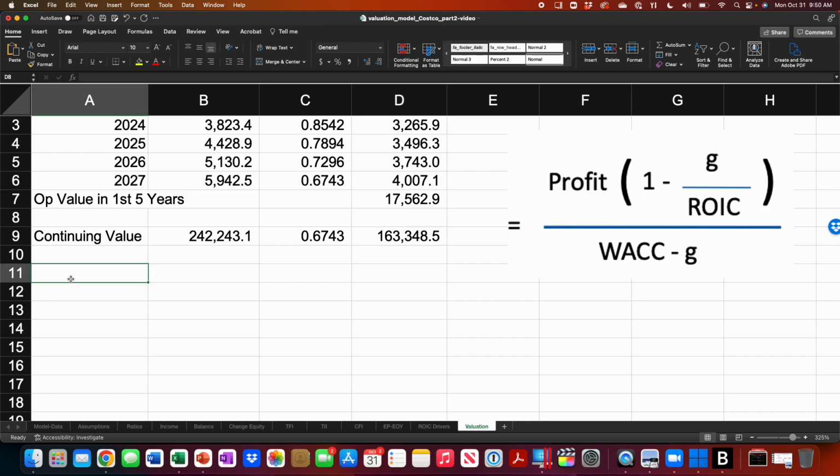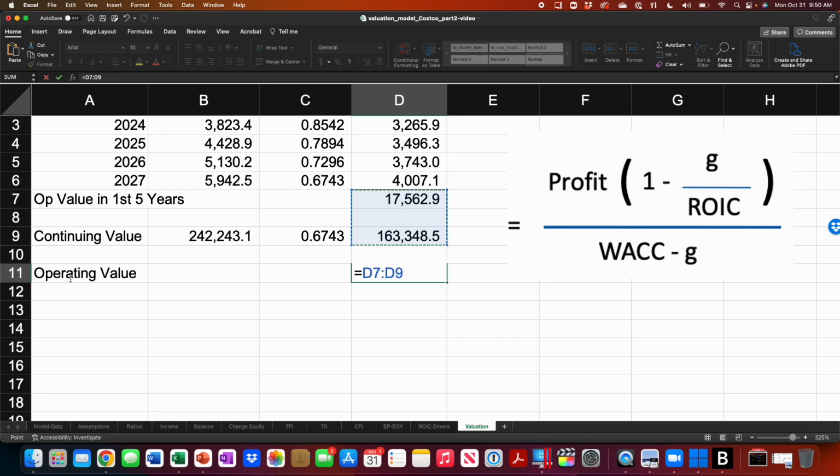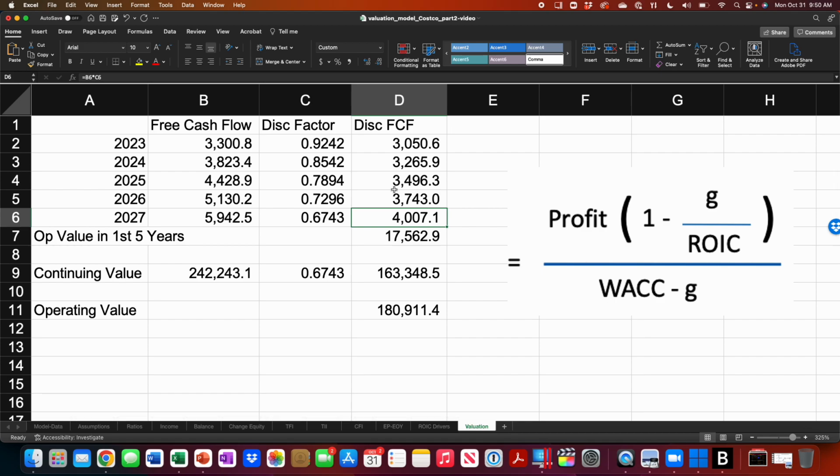But if I add the two together, I get the operating value of the firm. So that's the first 5 years, plus the continuing value, 189.11.4. Yeah, get it back down to 1 decimal place. All right, so very quickly, we have estimated the operating value for Costco going forward. Okay? Operating value plus non-operating value equals enterprise value.